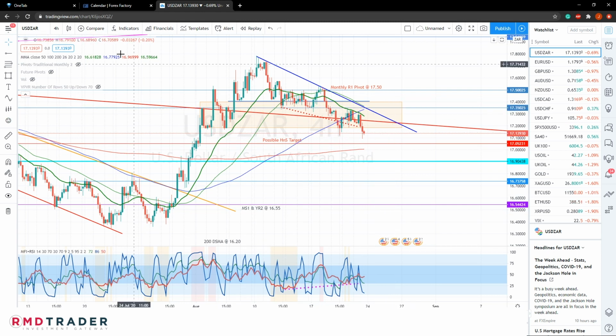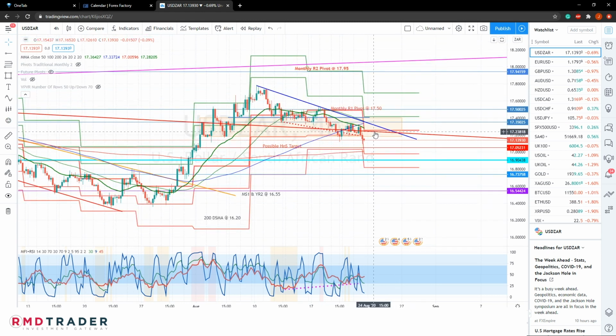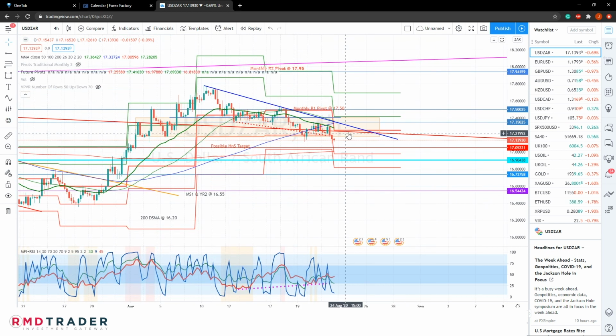Looking at the projected weekly pivots for the week, we can see that it would be very important to get back above this weekly pivot at 17 rand 25. If we do so, we could perhaps expect to move higher towards the resistance at the monthly R1 pivot at 17 rand 50. Only if we get back above that, of course, will we see new highs being made.